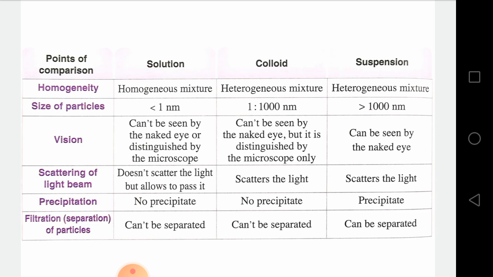Okay, if we make a suspension of some sand in water and pass it through filter paper, we will observe that the sand is separated in the filter paper while the water passes through the filter paper.